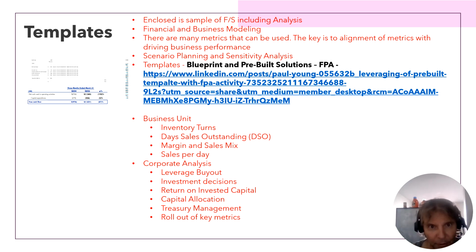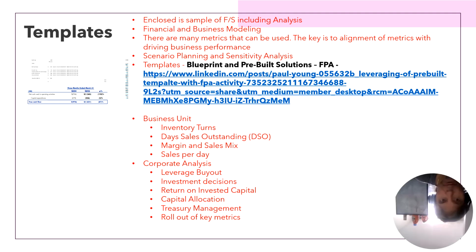I also broke down in here the business unit versus the corporate. A lot of things like inventory turns and days sales outstanding, you'll roll up. But there are things at a high level, when you're starting to talk about capital allocation, that are decisions that tend to be made at a corporate level.